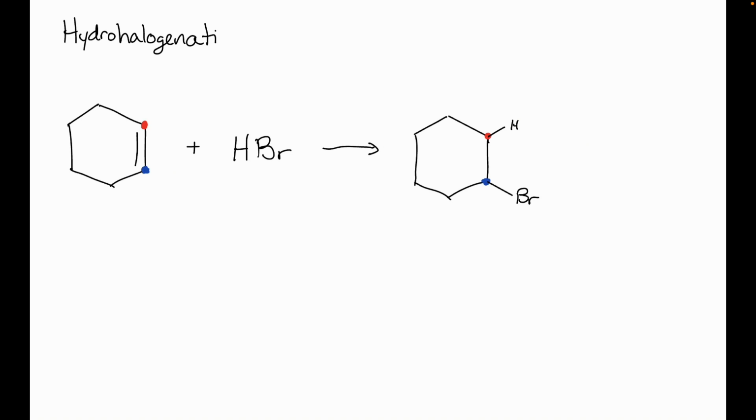Okay. This is what's called a hydrohalogenation reaction. Hydro, because you're adding a hydrogen on one carbon. Halogenation, because you're adding a halogen onto the other carbon.